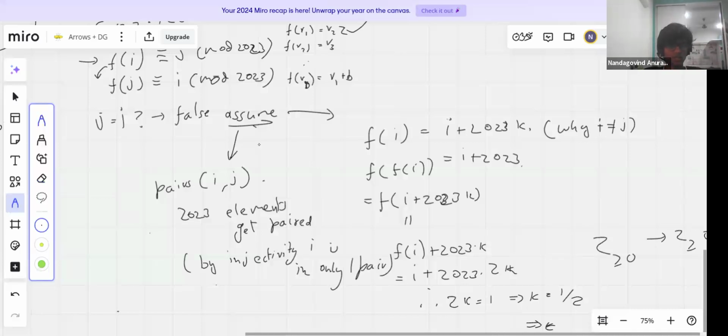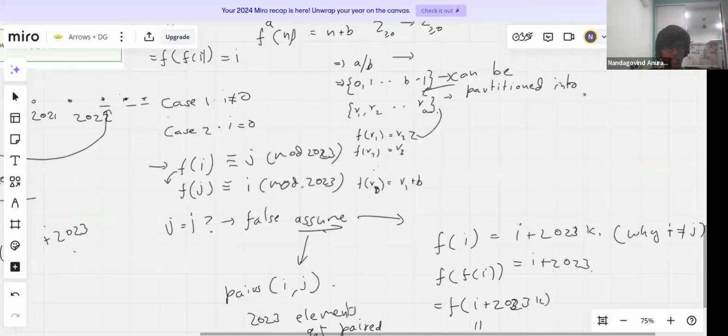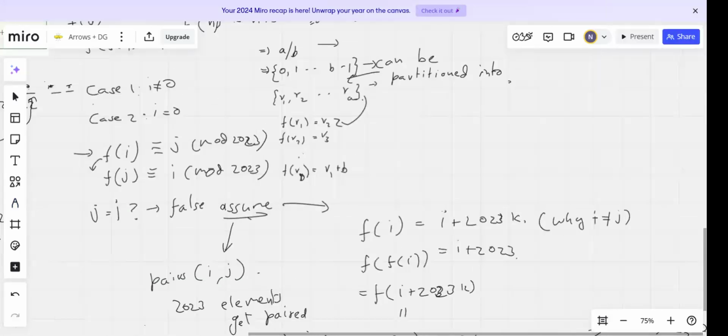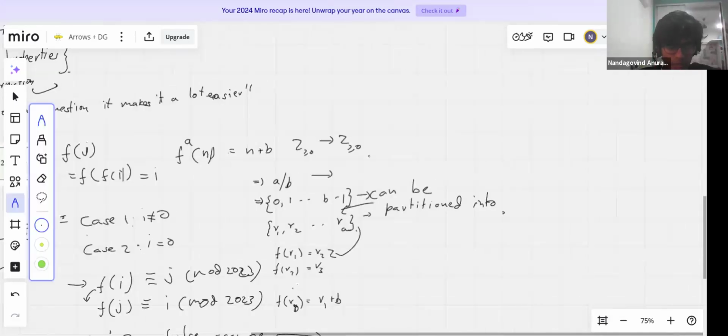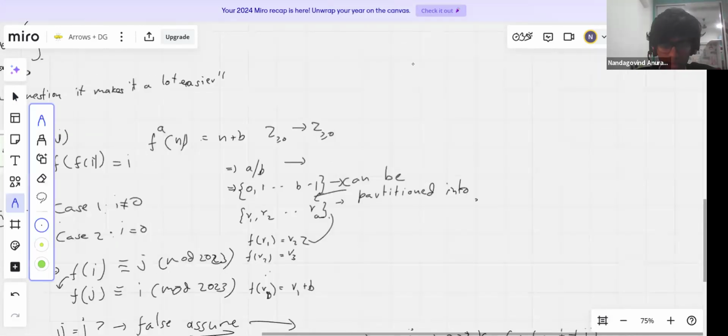Okay, is this cool? Yeah. Okay. Now, can you show that if f of a is n plus b, using very similar ideas to what we just did, then A divides B? A divides B. This is going to be the next bit.